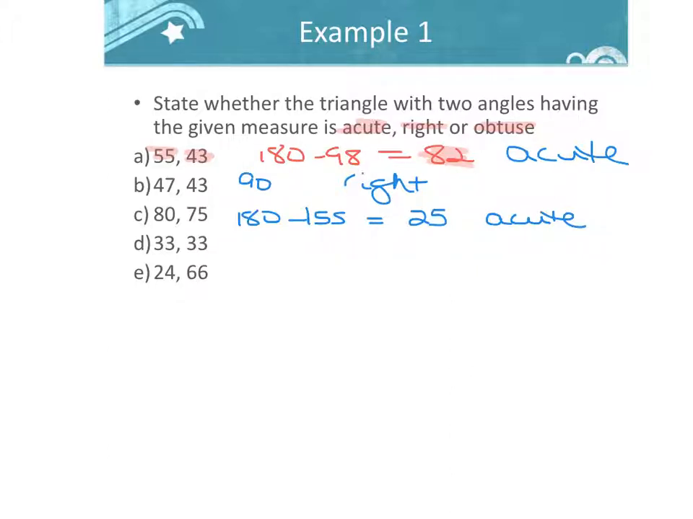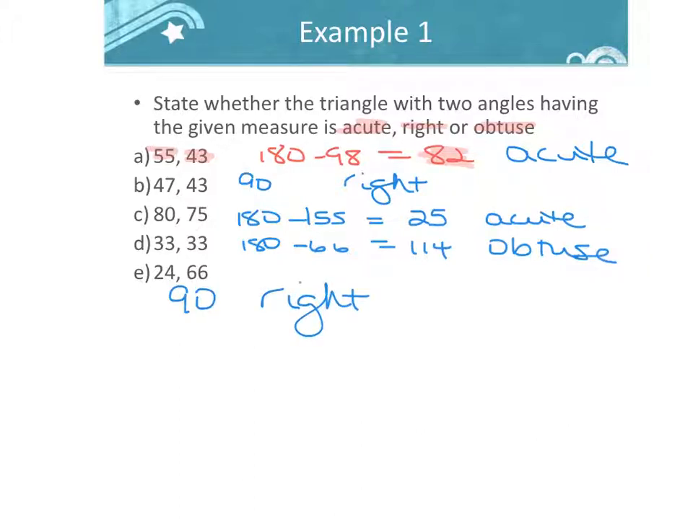Okay, 33 plus 33 is 66. 180 minus 66 gives me 114, making it a right, obtuse, or acute? Obtuse, because it's greater than 90. And then the last one, 24 plus 66 is 90, making it a right triangle.